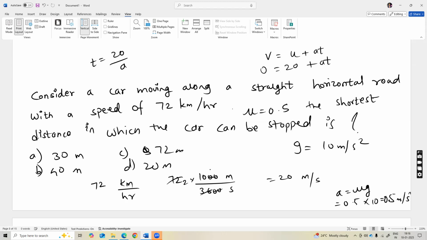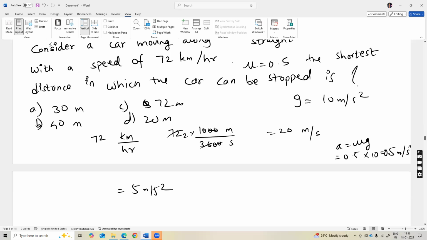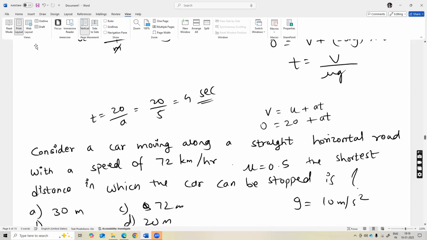If mu is 0.5, then acceleration is 0.5 into 10, which is basically 5 meter per second square. So t will be equal to 20 upon 5, that is 4 seconds. So this vehicle will stop after 4 seconds.